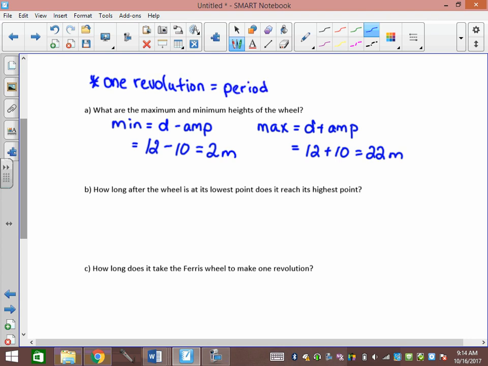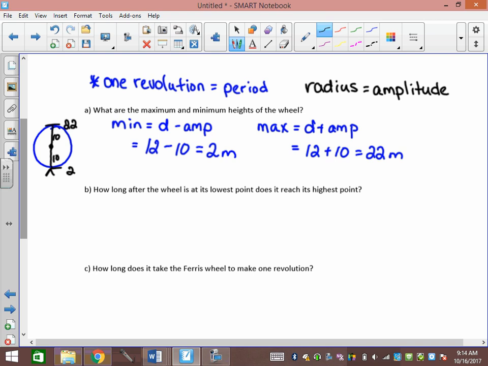Now, if we look at a Ferris wheel as well, we'll come back to B in a second. If we look at a Ferris wheel as well, this one has a little base. Okay, it starts at 2. It goes to 22. What was my amplitude? 10. And my amplitude is half the distance from the min to the max. So it's 10 and 10. We agree? What's another word for amplitude that they could use in a word problem? Radius.